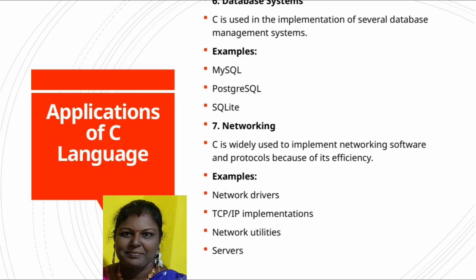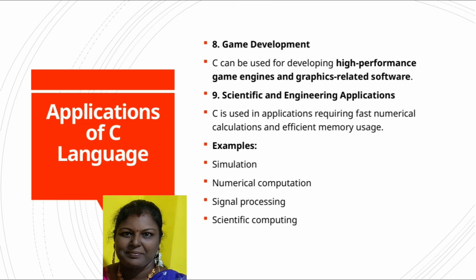Let's talk about some key applications of the C language. First, game development. C is a go-to for building high-performance game engines and graphics software. It's fast, efficient, and gives developers tight control over hardware. Then there's scientific and engineering work. Here, C shines in tasks that need rapid number crunching and careful memory management. Think simulations, numerical computations, signal processing, and scientific computing. These areas rely on C to deliver speed and precision where it really counts.